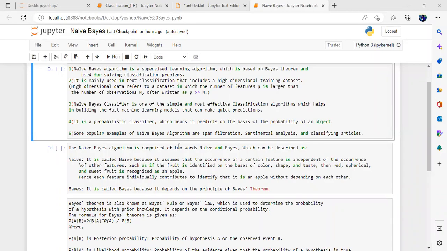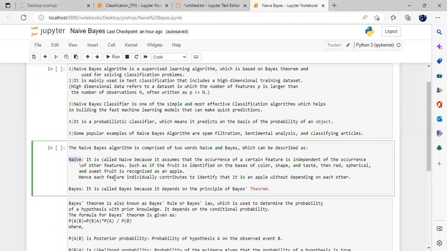Okay. So the naive Bayes algorithm is comprised of two words, naive and Bayes. It is called naive because it assumes that the occurrence of a certain feature is independent of the occurrence of other features. Okay, so this is like an annotation or terminology.